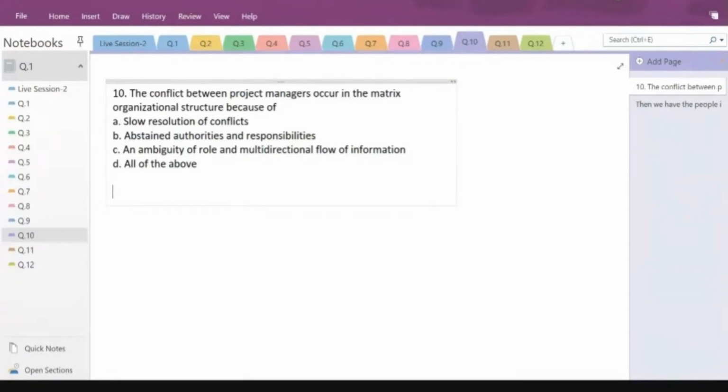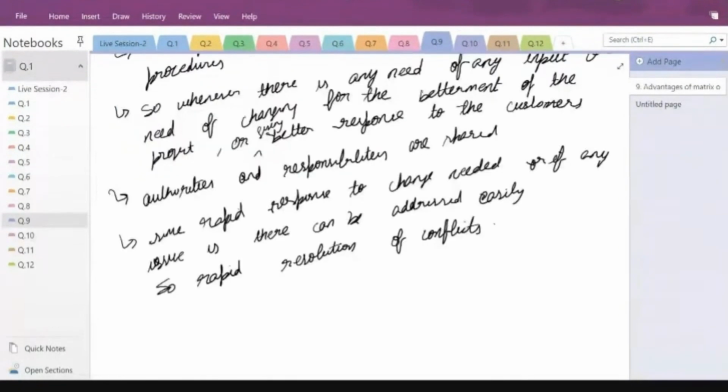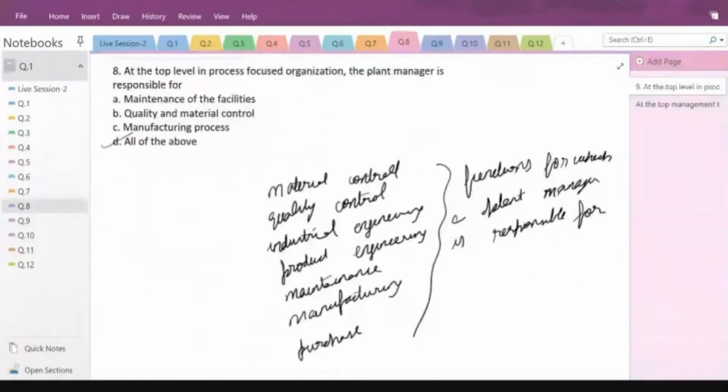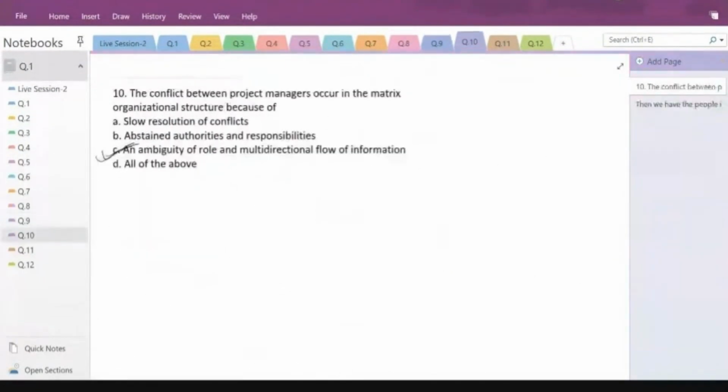Yes, it's C. Yes, C is the correct answer.